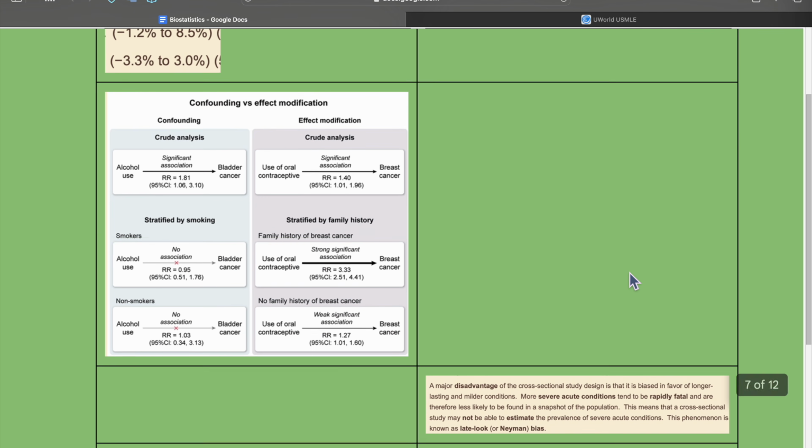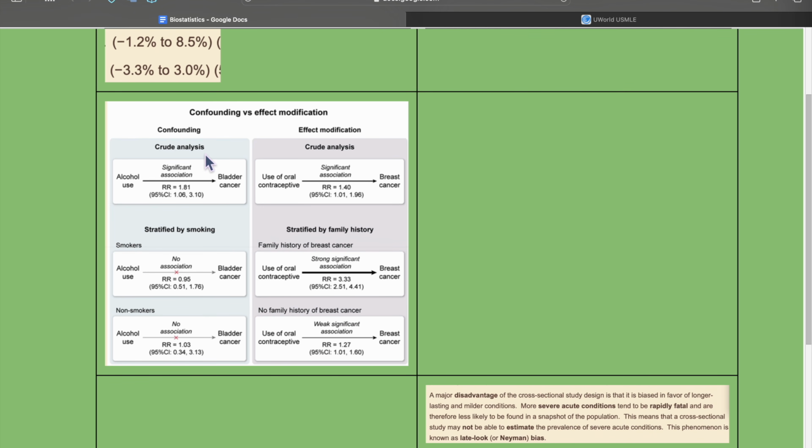Cool. Next, confounding versus effect modification. Hopefully this is all clear now, but I'll go over this now. Confounding: crude analysis, alcohol use leads to bladder cancer, and there's a significant association. RR is 1.81. That means it's more than 1, so the effect is increased. The 95% confidence interval is 1.06 to 3.10. It doesn't include 1, so it's significant.